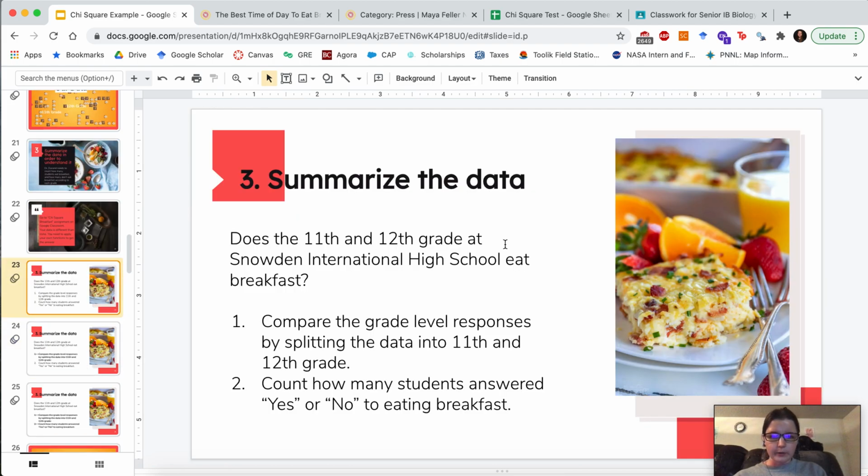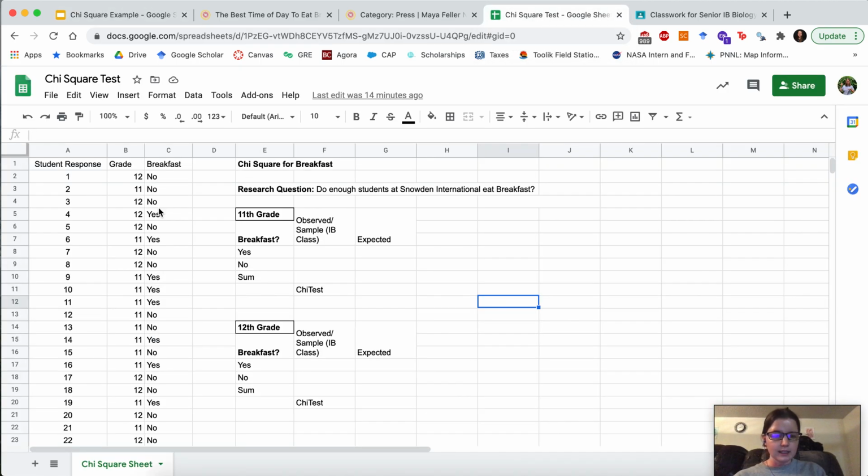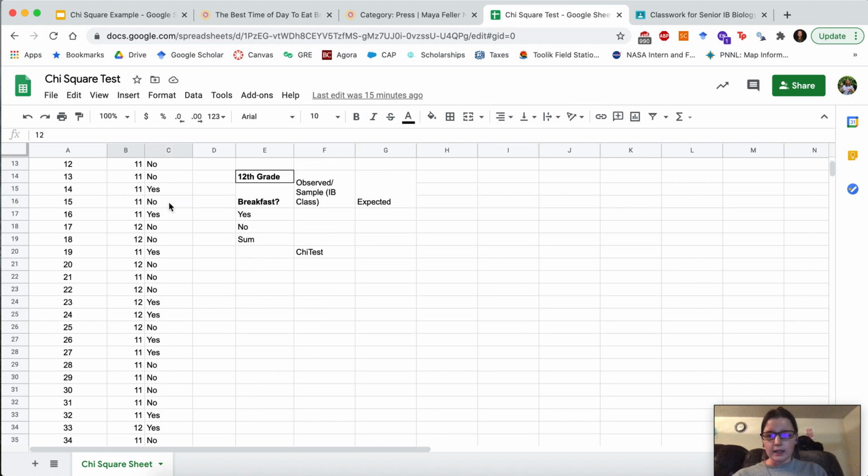So let's go to our third step, summarizing the data. Does the 11th and 12th grade at Snowden International High School eat breakfast? That's our research question. So first, we need to compare the grade level responses by splitting the data into 11th and 12th grade. And there's one really easy way to do this. All you need to do, so this is the column B is the grade of the student, and this is their response to if they eat breakfast or if they don't eat breakfast.